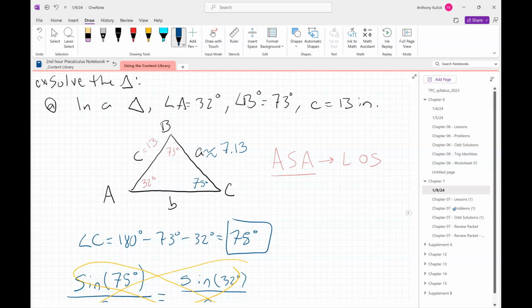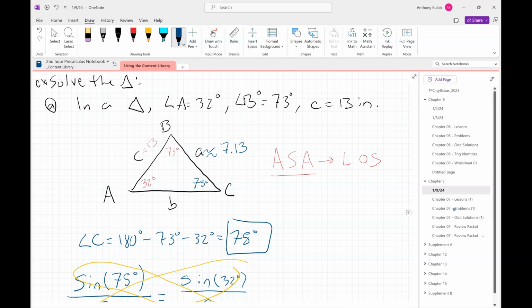Everybody okay to there? Last option is to find side B. Can I use the Pythagorean theorem to do that? I have 2 of the 3 sides. No! Why not? It's not a right triangle.